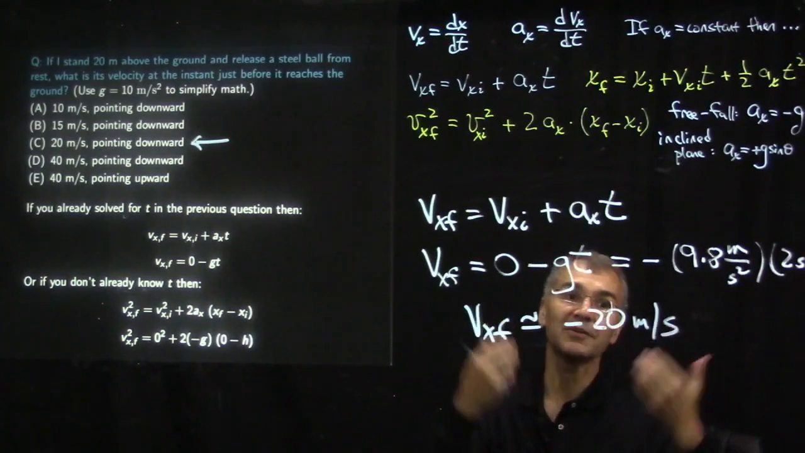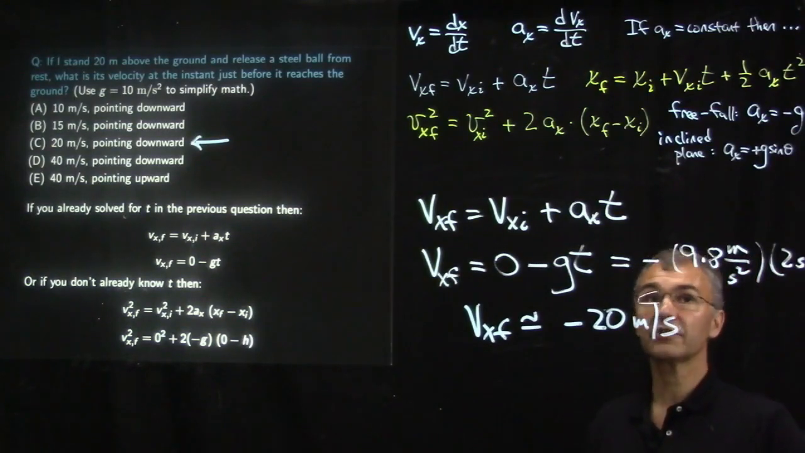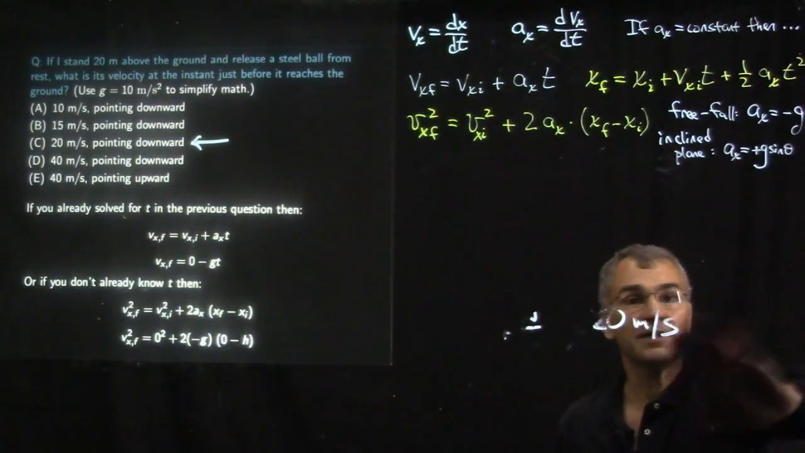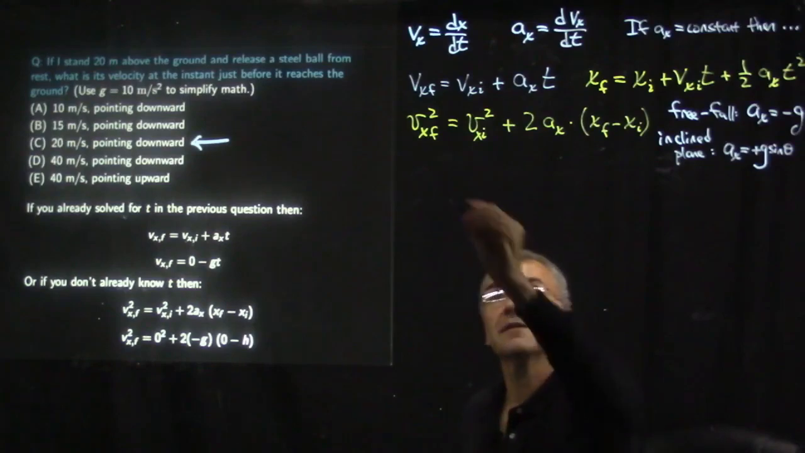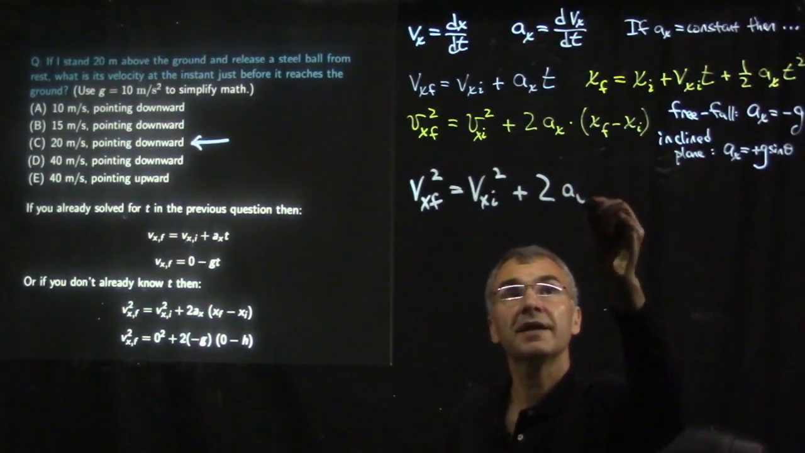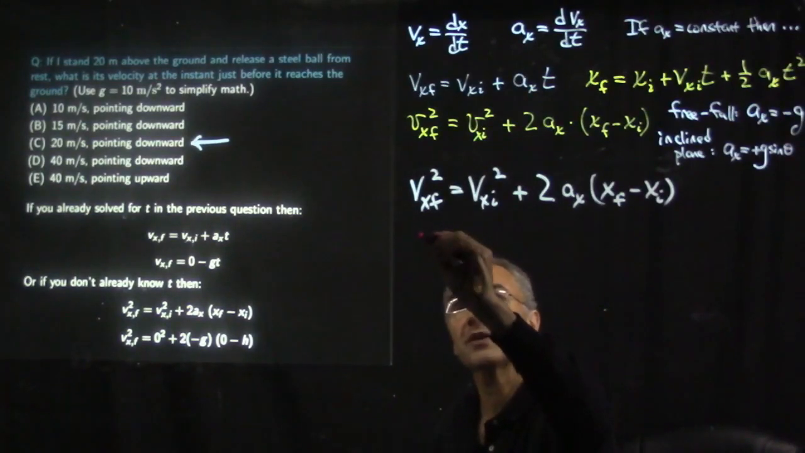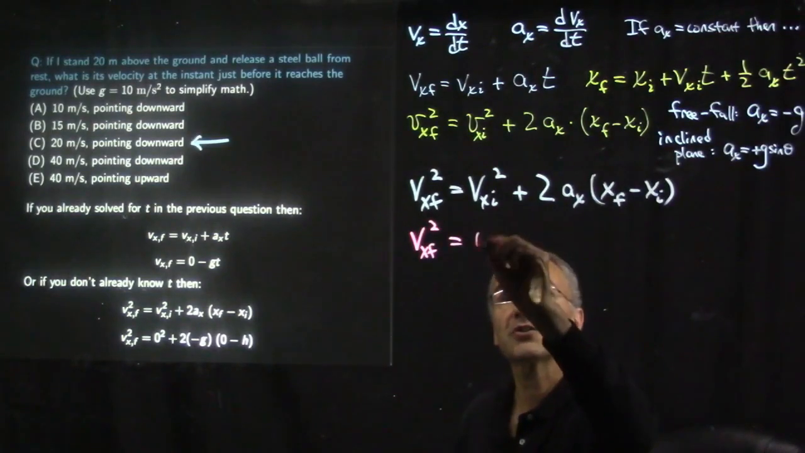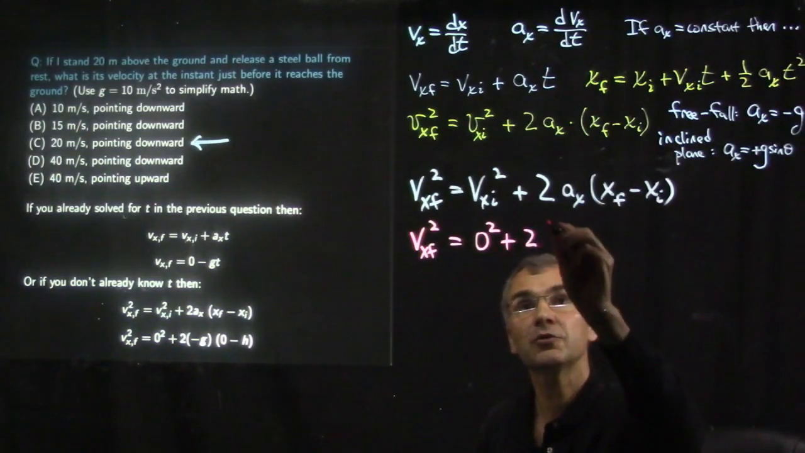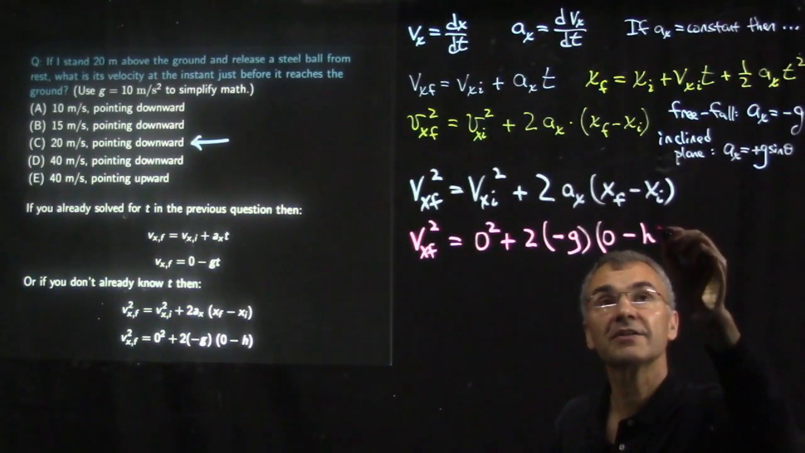Now, you might not have remembered the answer to t from the previous slide. Or maybe for whatever reason you didn't work out the time, this is a brand new problem maybe, then we can say Vx final squared equals Vx initial squared plus 2 a sub x, x final minus x initial. So Vx final is unknown. Vx initial is 0 because we just released it from rest. And then a sub x is minus g. So this is plus 2, and then this is minus g. And then x final is 0, and x initial is h.